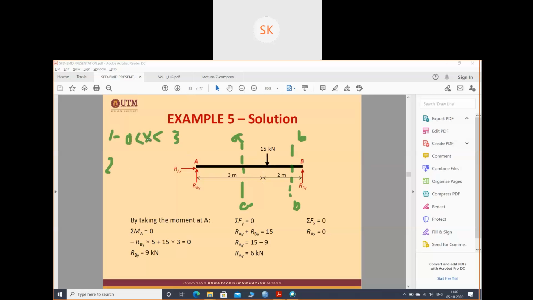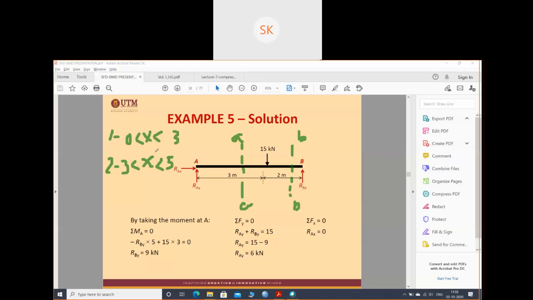For this condition I need to find the shear force and bending moment equation, and for the second condition X should be more than this 3 plus 2, 5, and it should be less than 3. Understood these two conditions? These two conditions are clear. I'll have two conditions, one section where X will be 0 to 3, and in the second condition I'll have from 0 to the whole distance 5. Okay, so forget about the second condition. Let's start with the first condition.